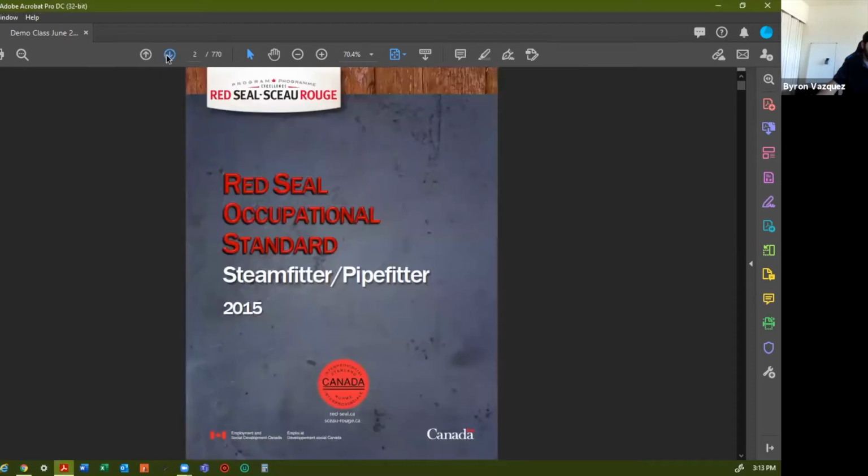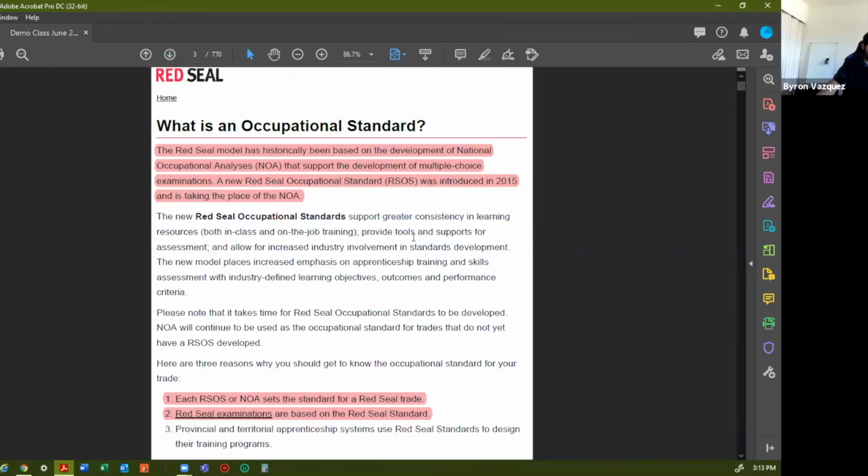This is the Red Seal occupational standard for the Red Seal Steamfitter Pipefitter course. And so what is the occupational standard? The Red Seal model has historically been based on the development of National Occupational Analysis, or NOA, that supports the development of multiple choice examinations. A new Red Seal occupational standard, or RSOS, was introduced in 2015 and has taken the place of the NOA. So that's what we're using now. That's what the Red Seal exams are based on, and it is the most effective tool we have to get you your Red Seal designation.